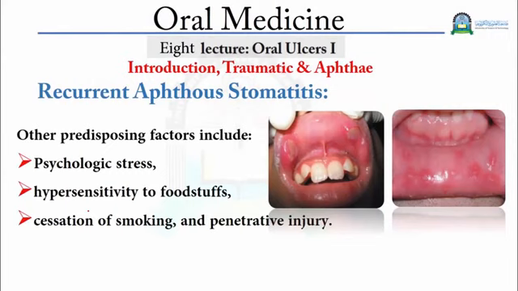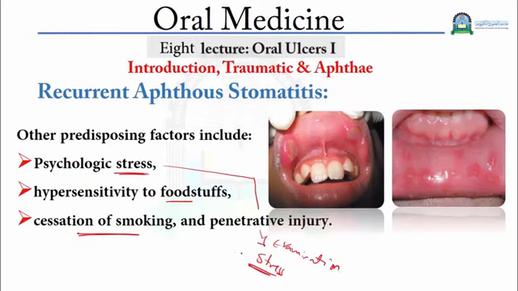Other predisposing factors which can lead to recurrent aphthous stomatitis are psychological stress, hypersensitivity to foodstuffs, and also cessation of smoking. Psychological stress, as we see in students at the period of examinations: some students are exposed to stress due to this situation and present with aphthous ulcers. Some foodstuffs also lead to recurrent aphthous stomatitis.